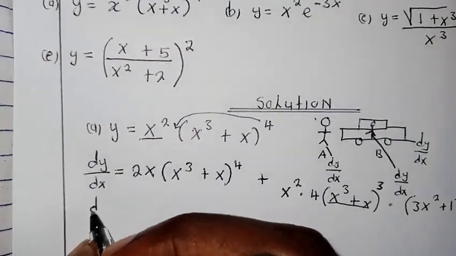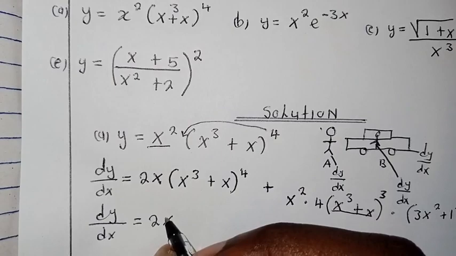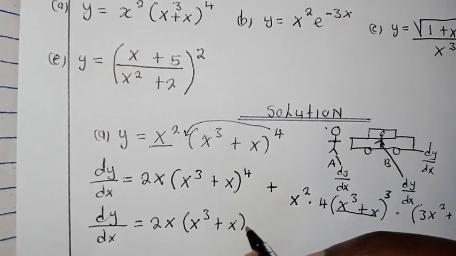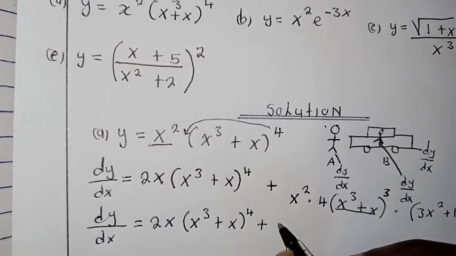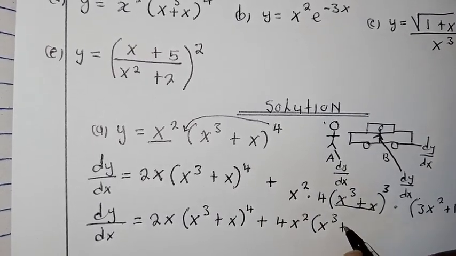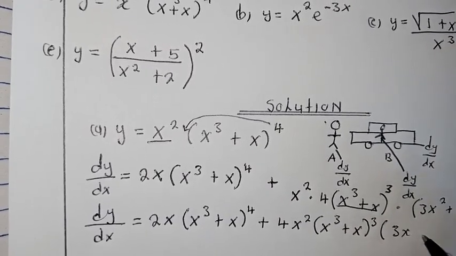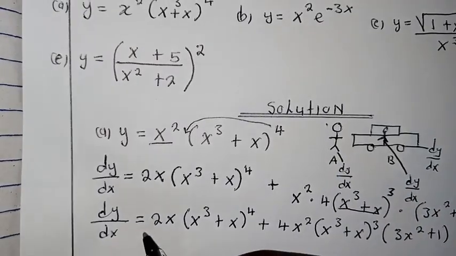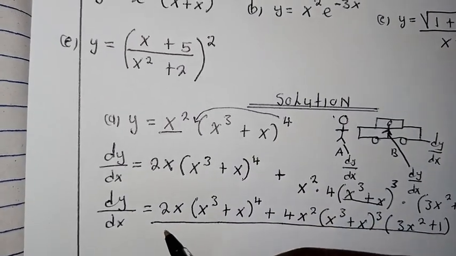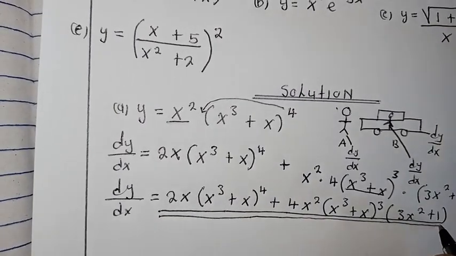So in this case, our final answer will be 2x, then x to the power 3 plus x all to the power 4, plus 4x to the power 2, then x to the power 3 plus x, everything to the power 3, then 3x to the power 2 plus 1. Okay, so this is our final answer. You better leave it here. If you want, you can expand it, but you don't have time in the exam, so you better leave it here.